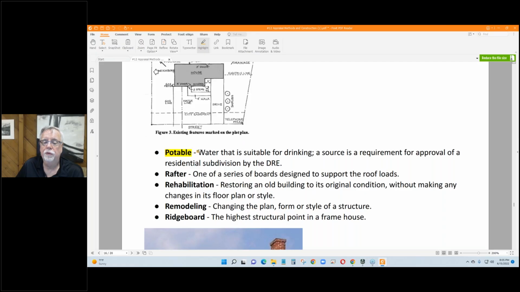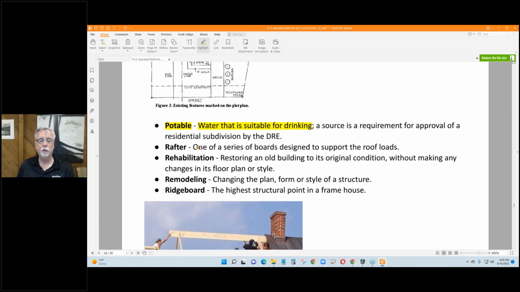Potable is a word that means water that can be used for drinking. And if you want to put in a new home subdivision, then the Department of Real Estate wants to know where you're getting your potable water from. The rafter is a series of boards to support the roof.